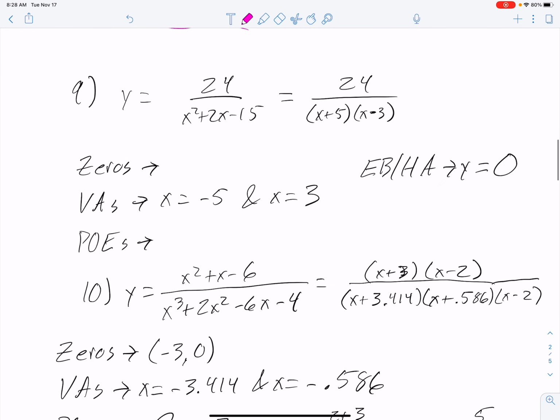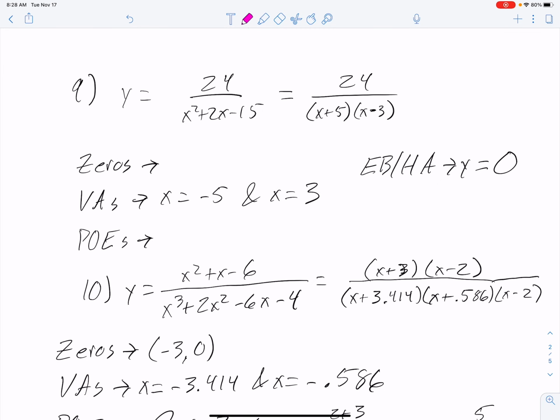Number 9, I factor my denominator. Once again, I have no variables in the numerator, which guarantees I do not have zeros and guarantees I do not have POEs. The values that come out of the denominator only gets me my vertical asymptotes at x equals negative 5 and x equals 3. And then again, since my numerator is effectively a 0 degree, my denominator has the larger degree, my horizontal asymptote and/or end behavior is y equals 0.